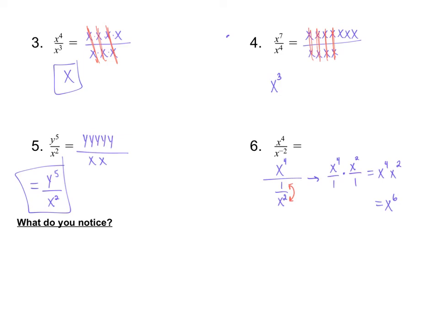Well, let's think about it. The difference means subtraction. So if I do 4 minus negative 2, remember that's really 4 plus 2, which gives us 6. And what do you know? That matches our exponent.